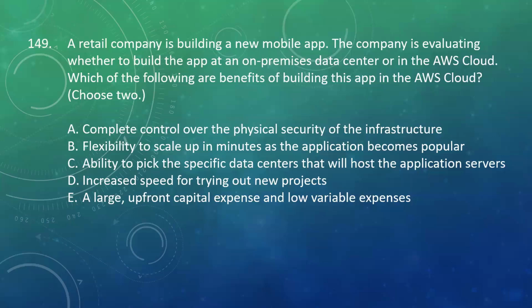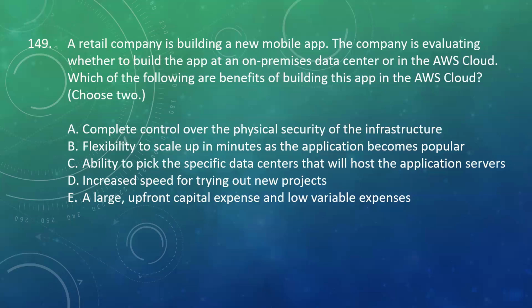Let's look at option C. Ability to pick the specific data center that will host the application servers. It doesn't seem to be the right option because you don't have the ability to choose specific data centers. You have the ability to choose the availability zone or the region, but you don't have an option to choose a specific data center.